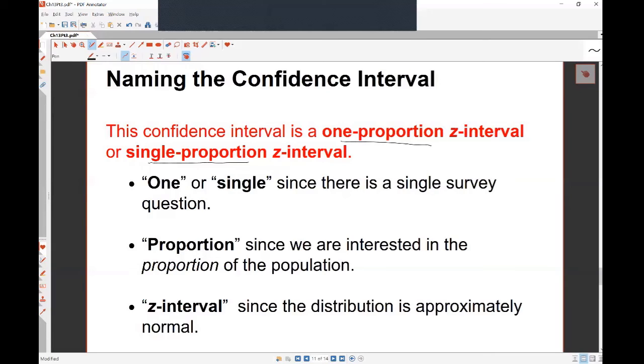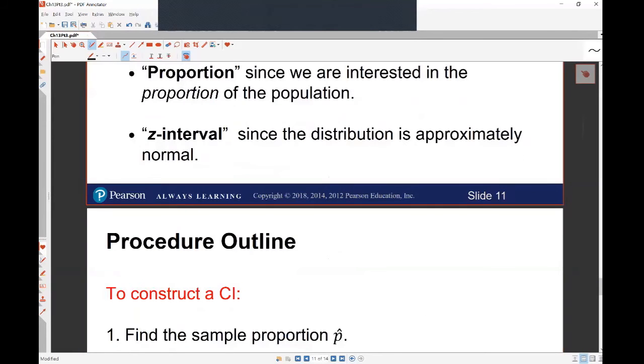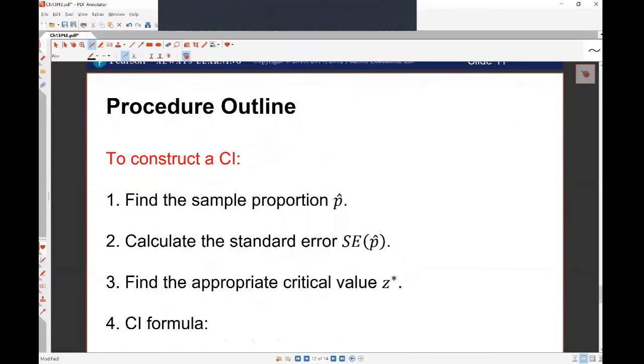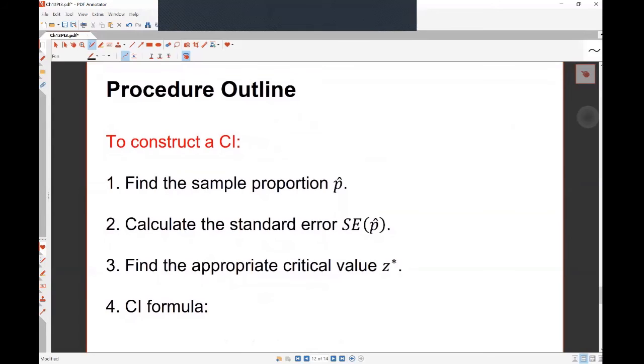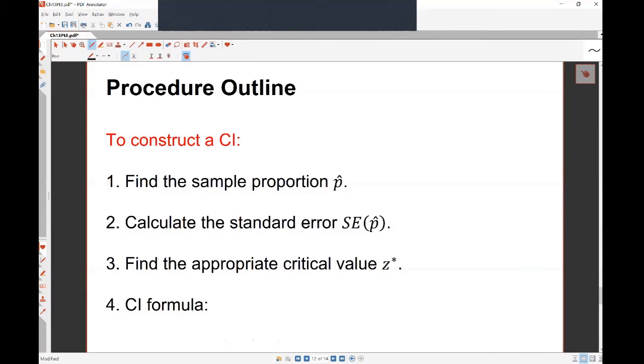We're also working with a proportion, right? How many yeses versus how many no's expressed as a proportion or as a percentage. And finally, the word Z interval signals to us we're making use of the approximate normal sampling distribution of the sample proportion. So when we put all of this together, there are 4 steps to calculating a confidence interval.